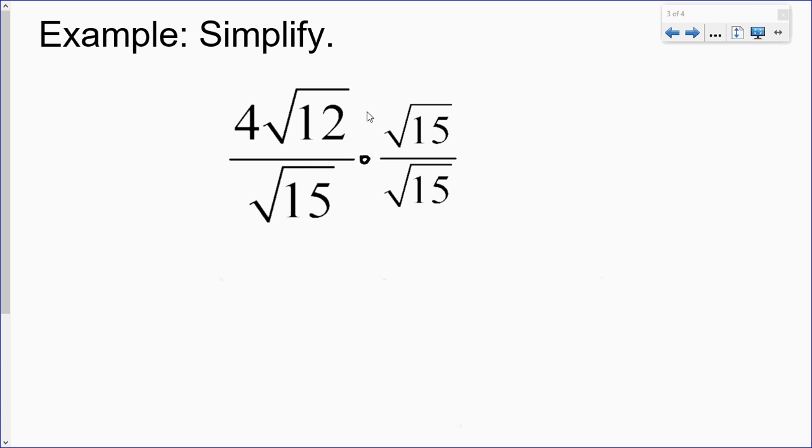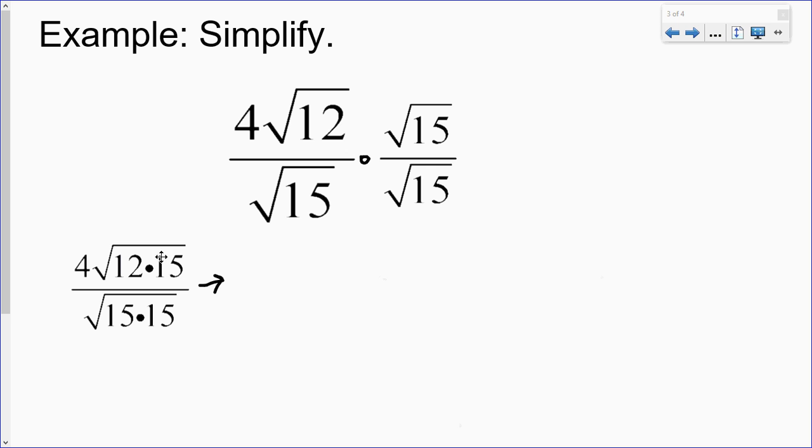So just like what we did with multiplying radicals, we're going to multiply the stuff inside the radicals together first. Okay? So it comes out to be like this. So 4 square root of 12 times 15, and then the square root of 15 times 15 here. Okay? The 4 on the outside doesn't get touched because the only stuff we're dealing with is stuff inside the radical. Okay?